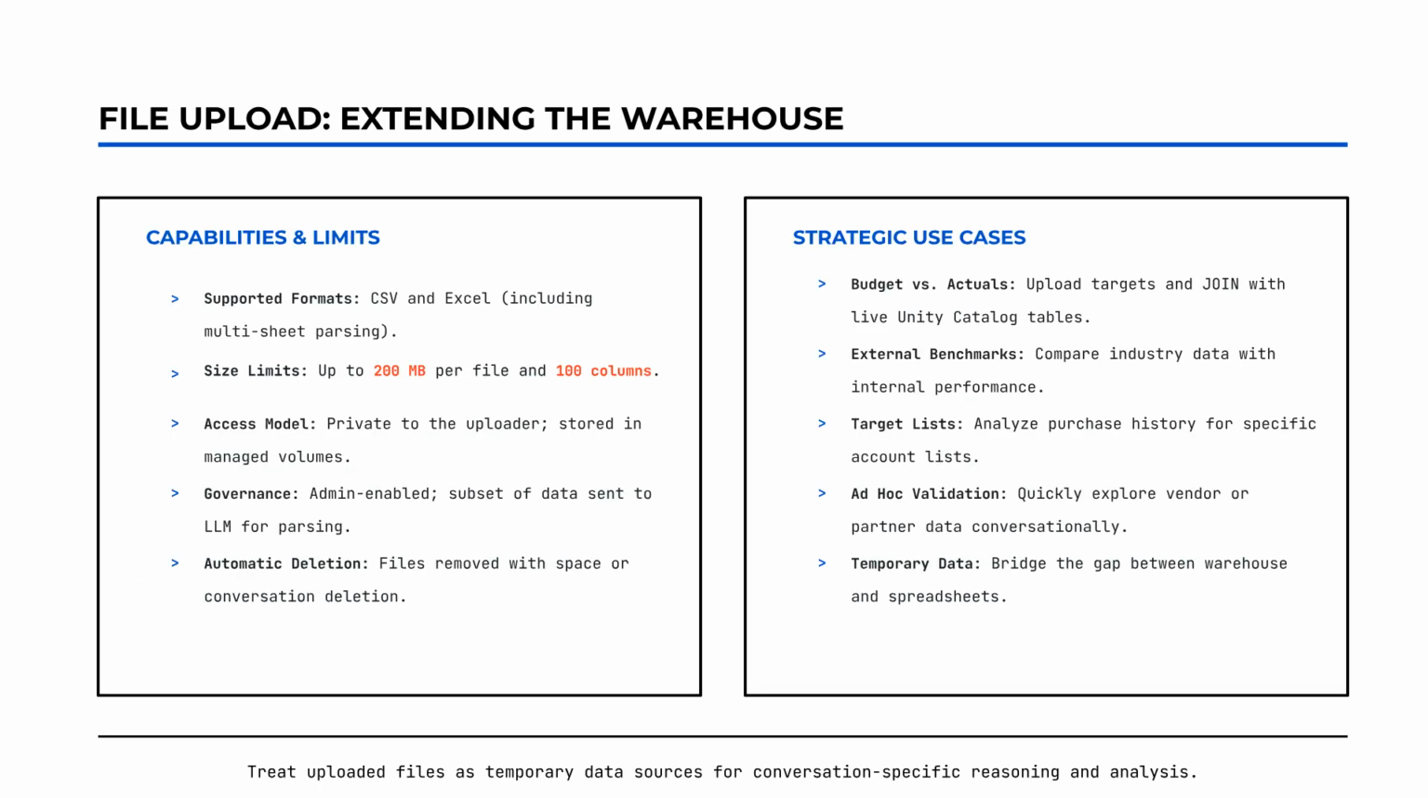Another incredibly practical feature is file upload. Users can drag and drop CSV or Excel files, up to 200 megabytes and under 100 columns, directly into a Genie conversation. Genie can then analyze that uploaded file alongside your live Unity Catalog tables, perfect for comparing budget versus actuals, bringing in external benchmarks, analyzing target account lists, or doing quick vendor data validation.